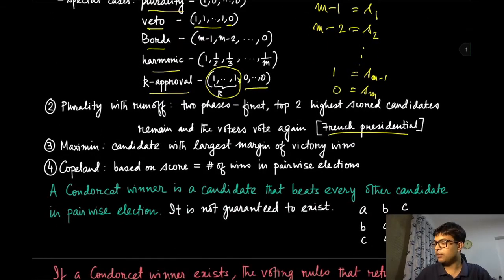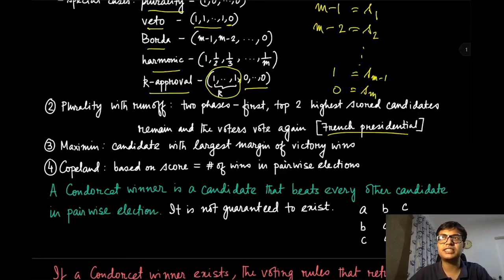We'll discuss a couple more voting rules. The third voting rule is the maximin. What it does is it selects the candidate with the largest margin of victory. Now, what is a margin of victory? This is the number of votes that you need to delete or alter in order to change the current outcome. So, for instance, if A happens to be the current winner, what is the minimum number of votes that you need to change in order to make someone else a winner? That is called the margin of victory.